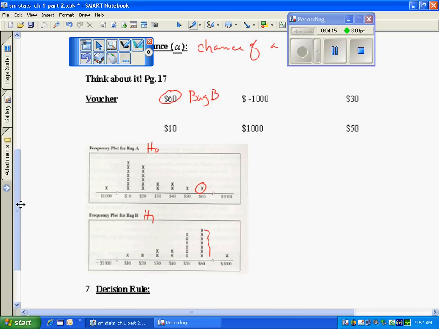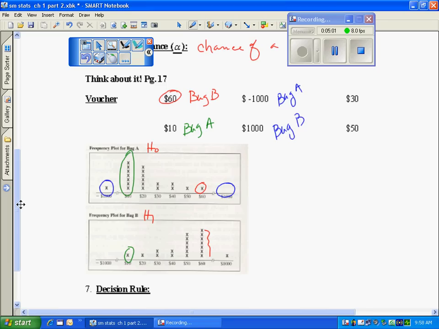If I move to the $10 voucher, you can see that there are more $10 vouchers in bag A. However, there is one in bag B. So looking at my evidence, the $10, and looking at what's in each null and alternative hypothesis, I'm going to go with the null, or bag A. The negative $1,000 voucher: there is only one in my null, so I know for sure, without making an error, that it had to come out of bag A. The $1,000 voucher: there's none in bag A. So if I reached in and got $1,000, I would know for a fact that it came out of bag B.